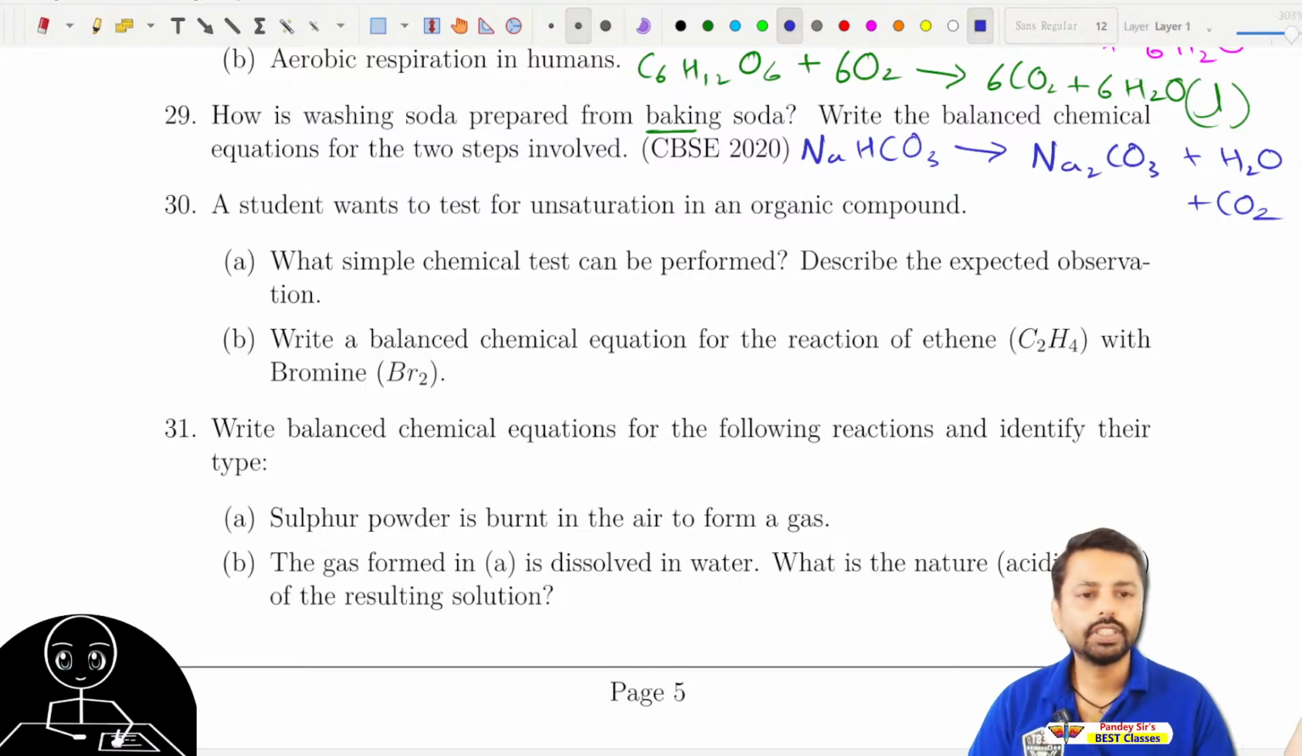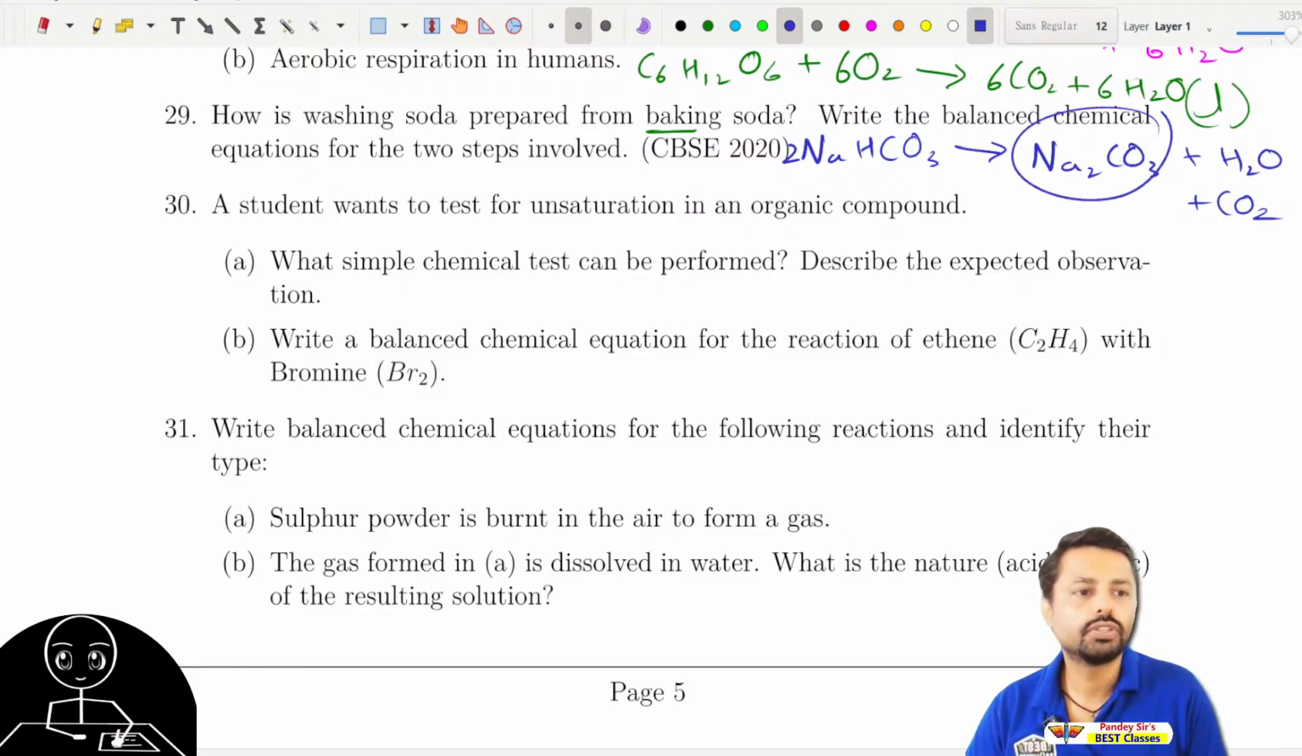Write the balanced chemical equation. We need to balance it. So we need to take two of these, 2, and anything else is required? Yes, balanced. Now after that there is a recrystallization with water. So write the two steps involved. So this is the first step. Okay, the second step is with this one. It will happen with this one.